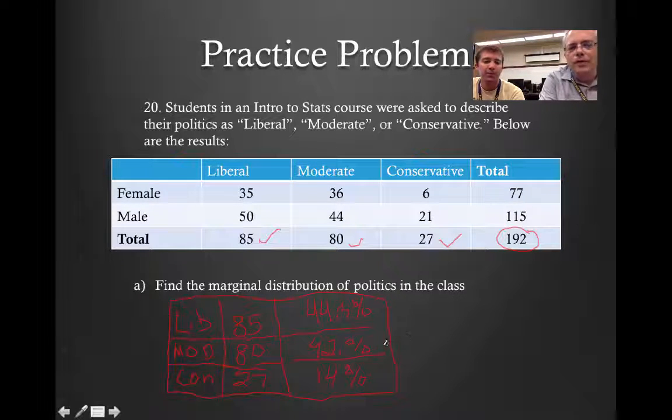All right, so the marginal distribution for politics, we're asking for the total number of liberals, total number of moderates, total number of conservatives, and that is in the bottom row.